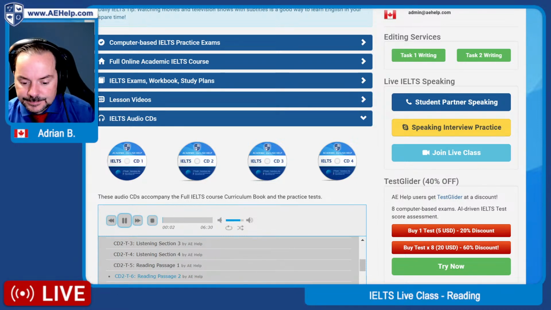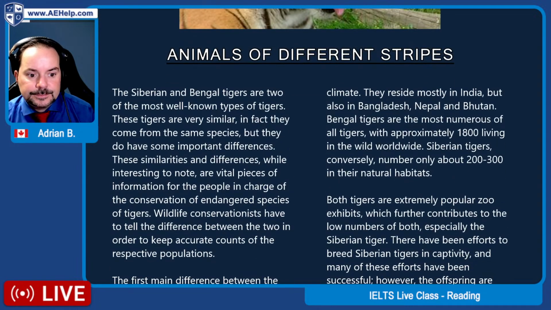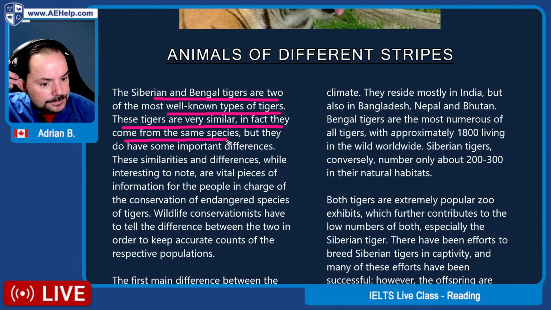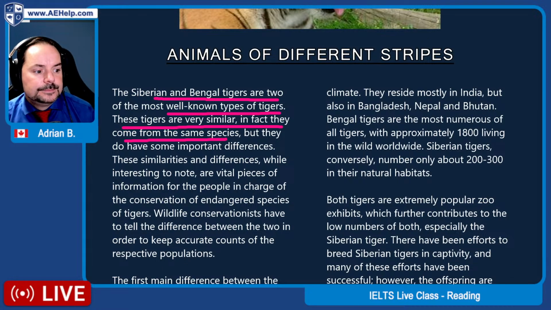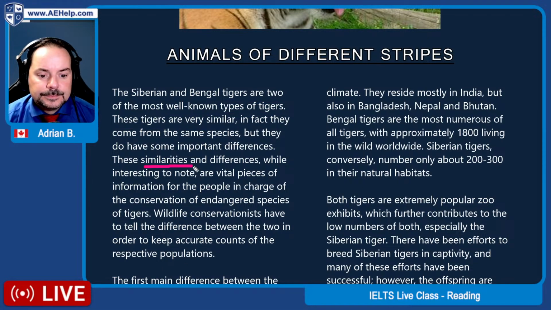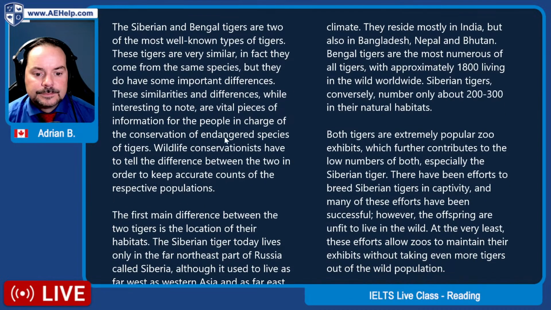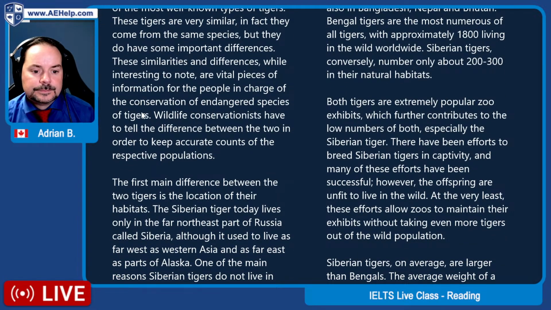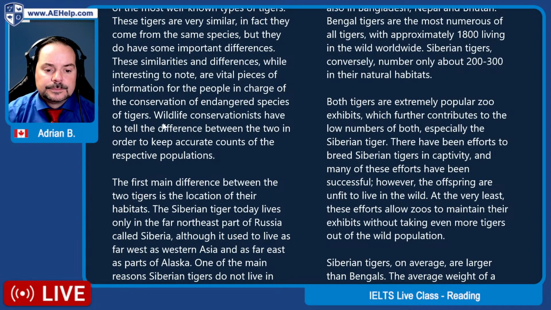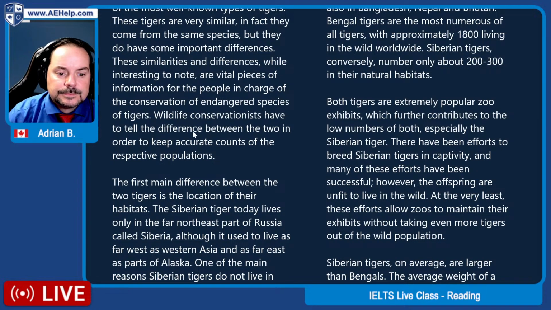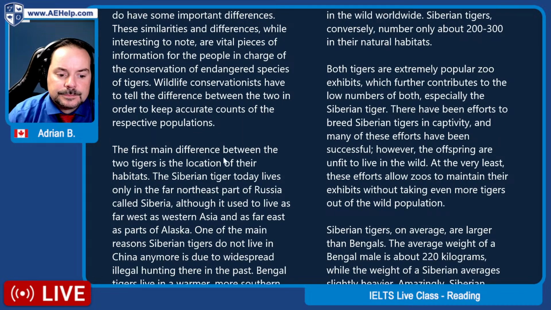The Siberian and Bengal tigers. The Siberian and Bengal tigers are 2 of the most well-known types of tigers. These tigers are very similar. In fact, they come from the same species, but they do have some important differences. These similarities and differences, while interesting to note, are vital pieces of information for the people in charge of the conservation of endangered species of tigers. Wildlife conservationists have to tell the difference between the 2 in order to keep accurate accounts of the respective populations.